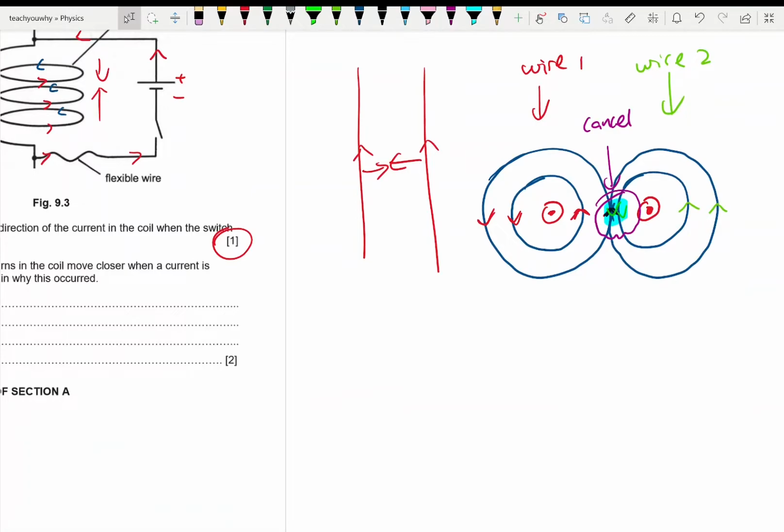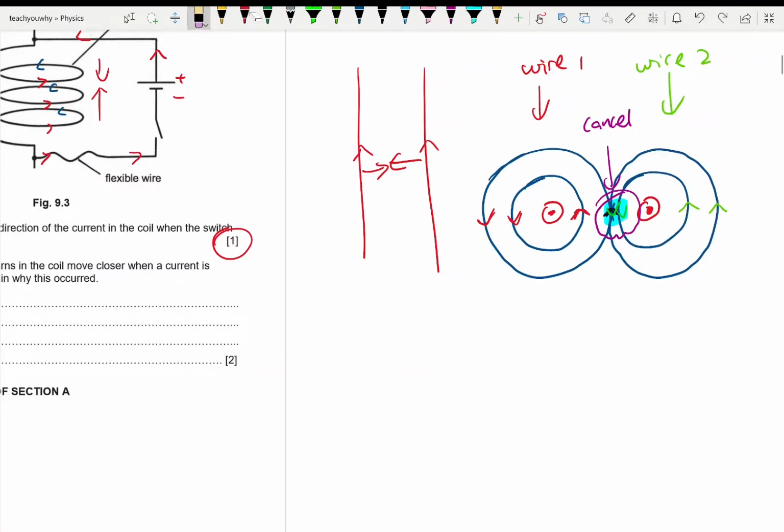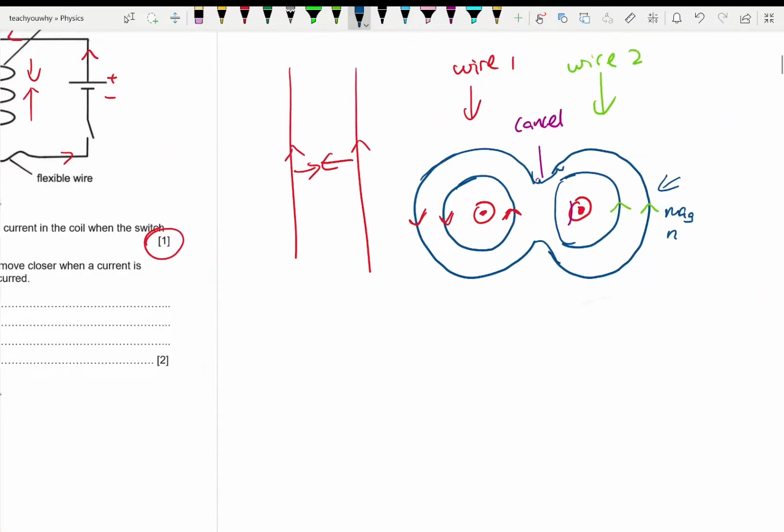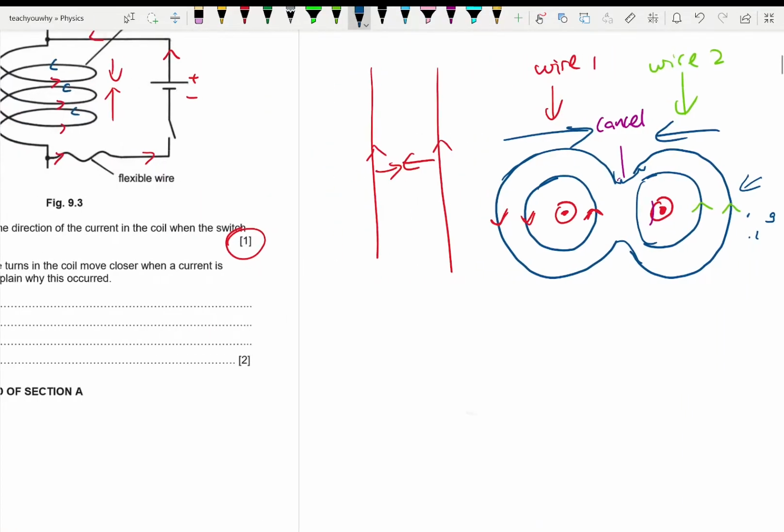So what happens when it cancels here? Let me change the eraser. Okay, so when it cancels, there is no more magnetic field here at the center. And instead, the magnetic field looks like this. So what happens is that over here you have more magnetic field lines, and then it pushes in, it pushes in. That's why they attract one another.